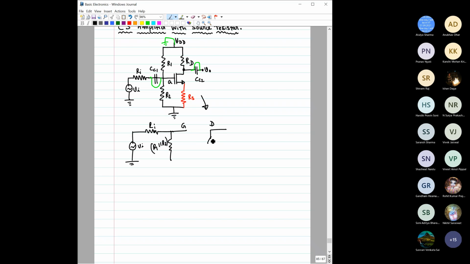We know the small signal equivalent circuit would look something like this: GM VGS, right? And this is the source terminal of this MOSFET. To simplify our analysis, we are neglecting the effect of R naught. That means we are assuming R naught is very high, close to infinity, so we can neglect its effect.